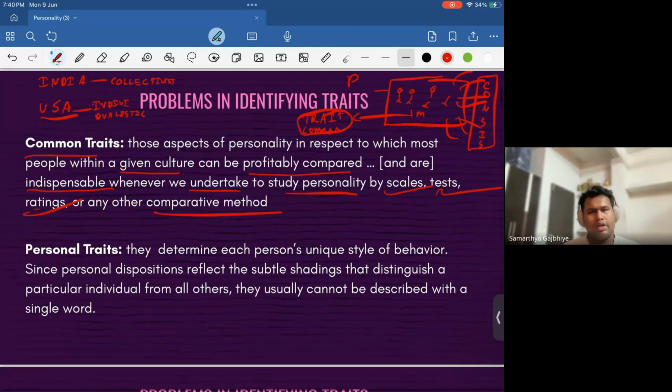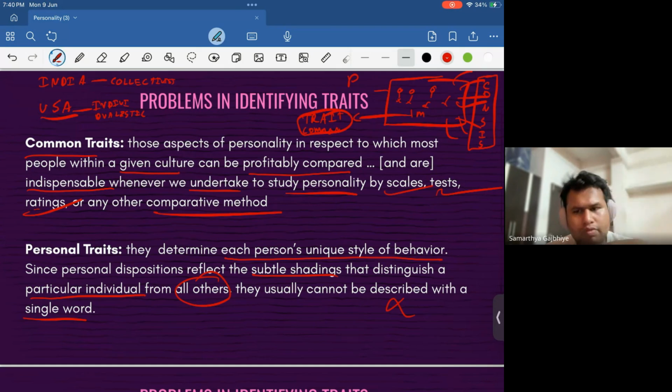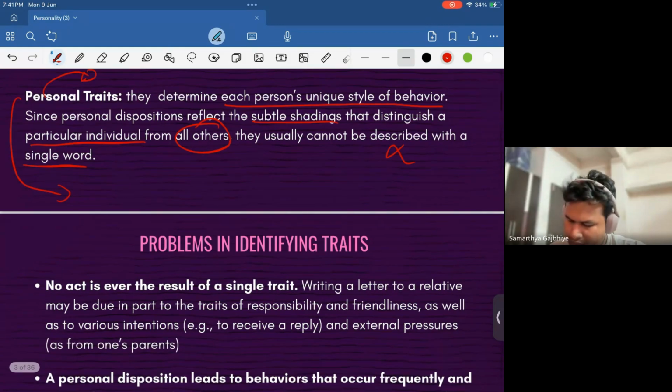Now, these are known as common traits. What are personal traits? Personal traits determine each person's unique style of behavior. Since personal dispositions reflect the subtle shadings that distinguish a particular individual from all others, they usually cannot be described with a single word. Even if all of you are living at home, even if all of you come from a collectivistic society, that does not mean you're the same person. As we just showed, you would perform differently in different situations. Some would say no to partying, some would say yes to paragliding. These decisions you are taking because of your personal traits. So that's personal traits.